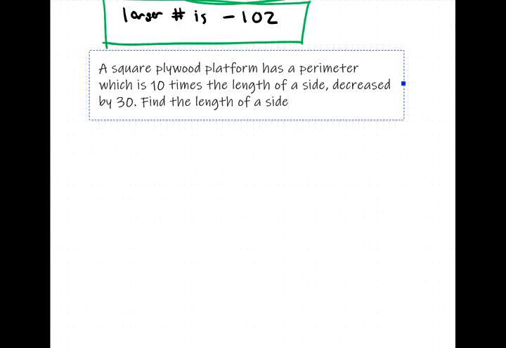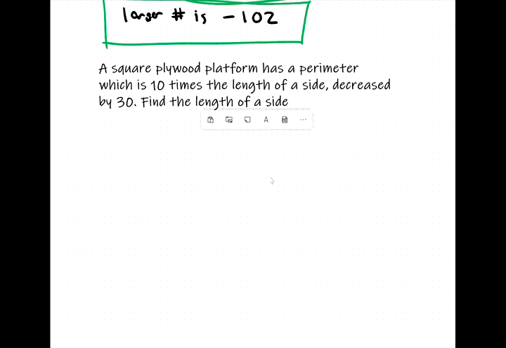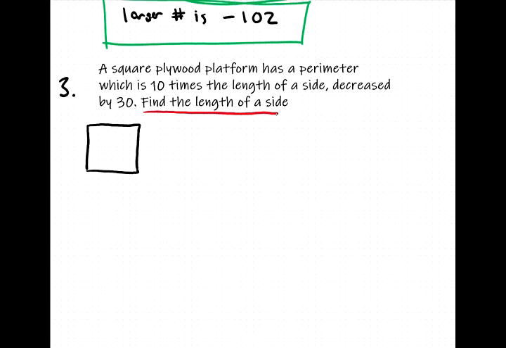All right, number 3: a square plywood platform has a perimeter which is 10 times the length of a side, decreased by 30. Find the length of a side. Well, I always say anytime you could sketch a picture, even a very simple sketch of the problem, it's usually beneficial. So we have a square piece of plywood, and we don't know how long each side is. Find the length of a side.